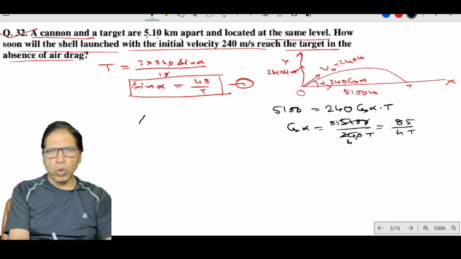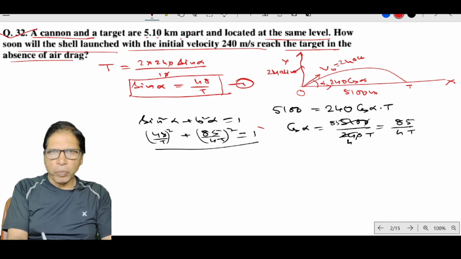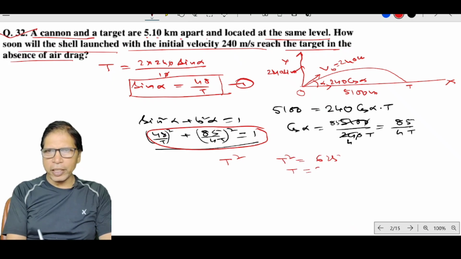Now we know sin squared alpha plus cos squared alpha equals 1. So (48 by T) whole squared plus (85 by 40T) whole squared equals 1. From this equation, you can easily get a quadratic equation in T squared. Solving it by the quadratic formula, you easily get T equal to 25 seconds. Understood?